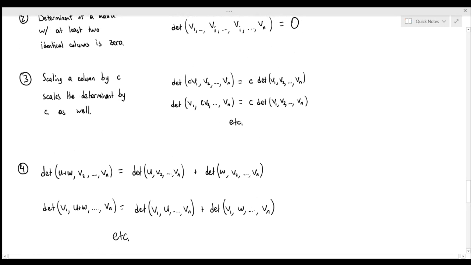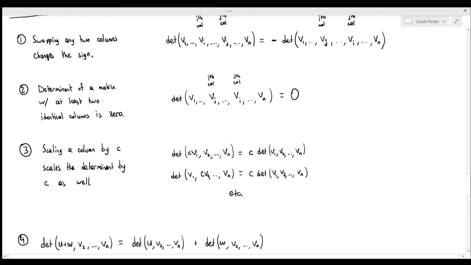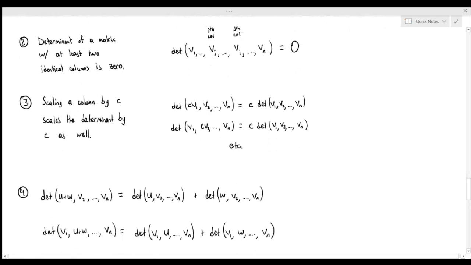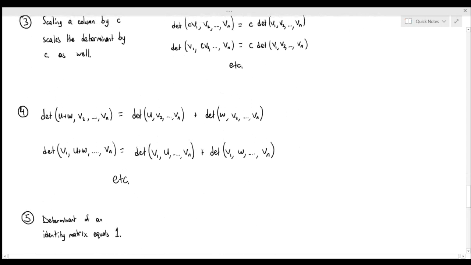And just like how the 5 properties above allowed us to get a formula for the determinant of a 2x2 matrix, these 5 properties will also allow us to get a general formula for the determinant of an n by n matrix. So before I get to that, any questions about these 5 properties, which are generalizations of the 5 that I stated earlier for 2 dimensions?